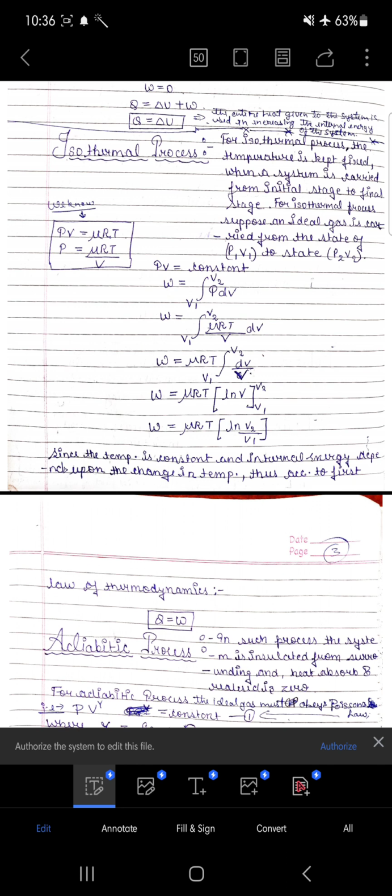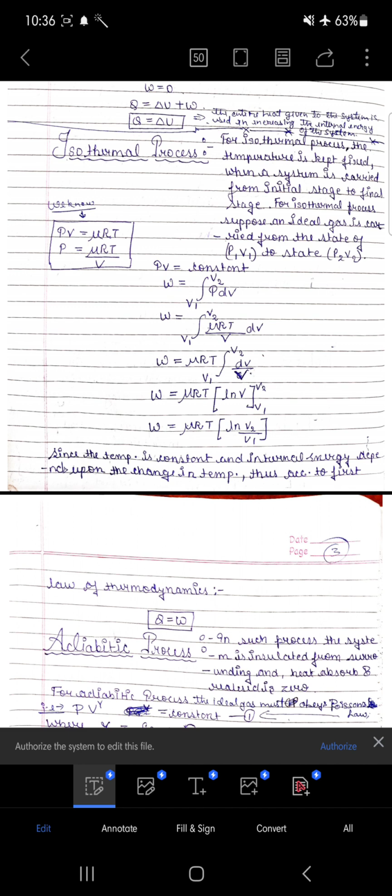Then W can be written as mu R T, and we apply the higher limit in the log first, that is ln V2. So we write mu R T, and in the bracket ln V2 minus ln V1. And log a minus log b is log a upon b, where a is V2 and b is V1. So we have used the same simple formula that we have already studied several times. In ln V, we apply the first limit, that is V2 first, which gives ln V2 in the bracket minus ln V1 after applying the second limit. So this is the required work done that you have to know.